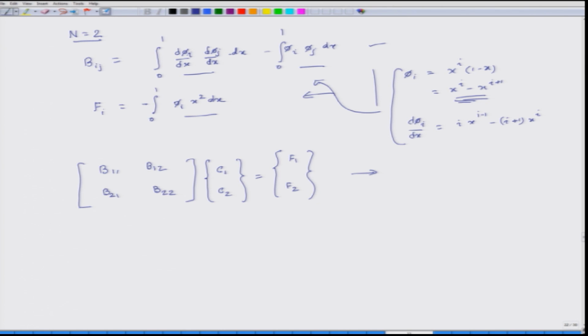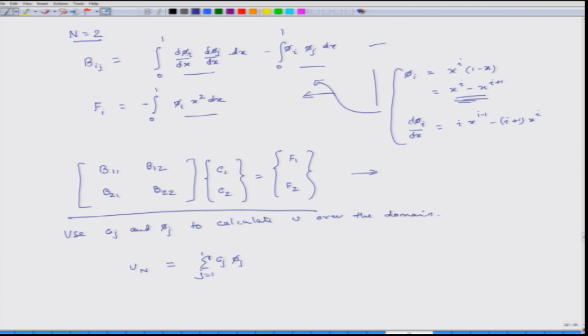Once I know C's, then what is the original unknown? U, right. So, then I use C's, Cj and Vj to calculate u over the domain. So, then I can calculate the value of u at any point in the system. So, u for an n term solution is Cj, Vj, j is equal to 1 to n.